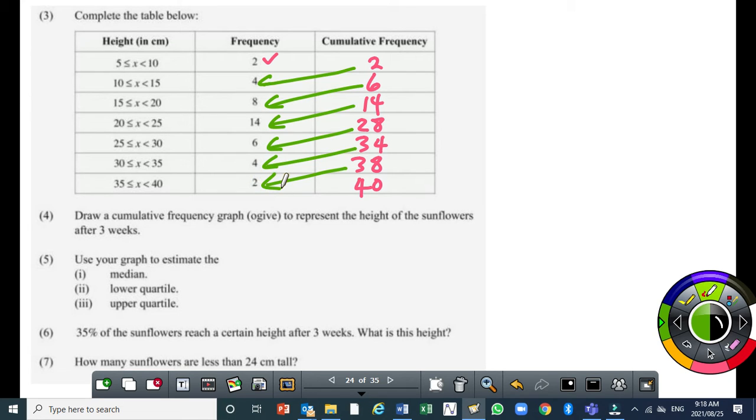Okay? Now, always the last value of the cumulative frequency must be equal to the total of the frequency. So the total of the frequency there is 40. They have to correspond.